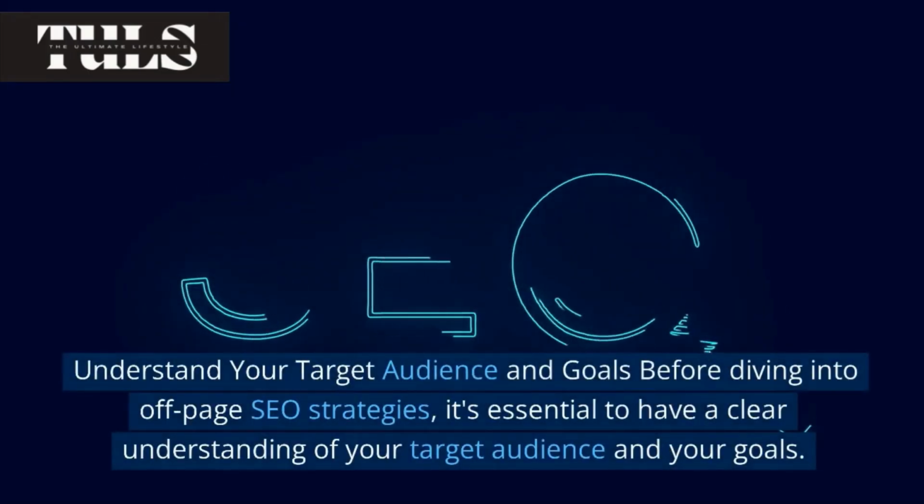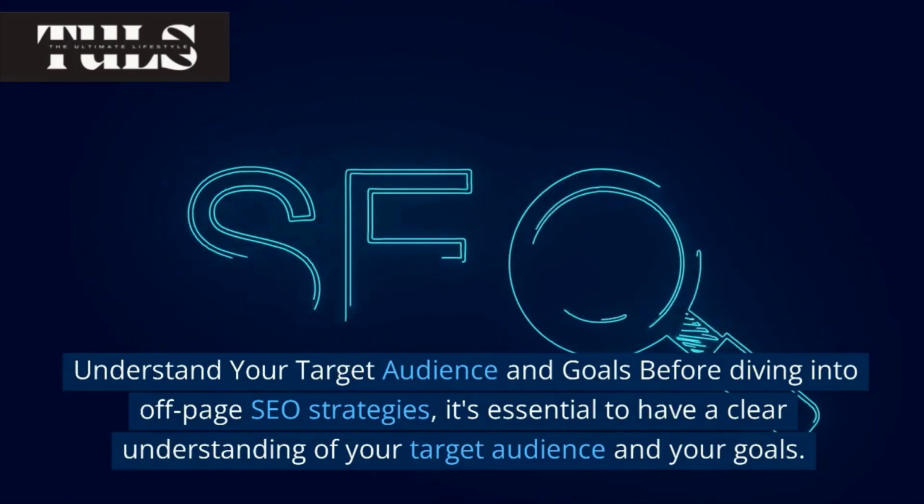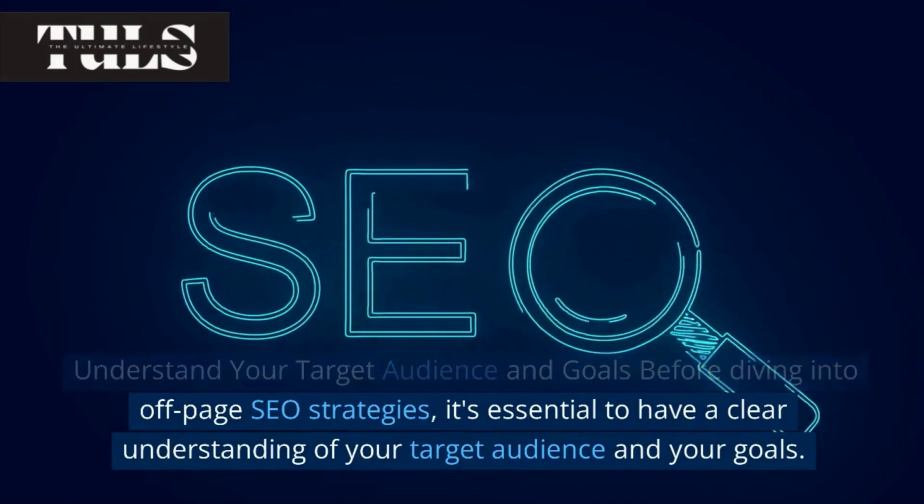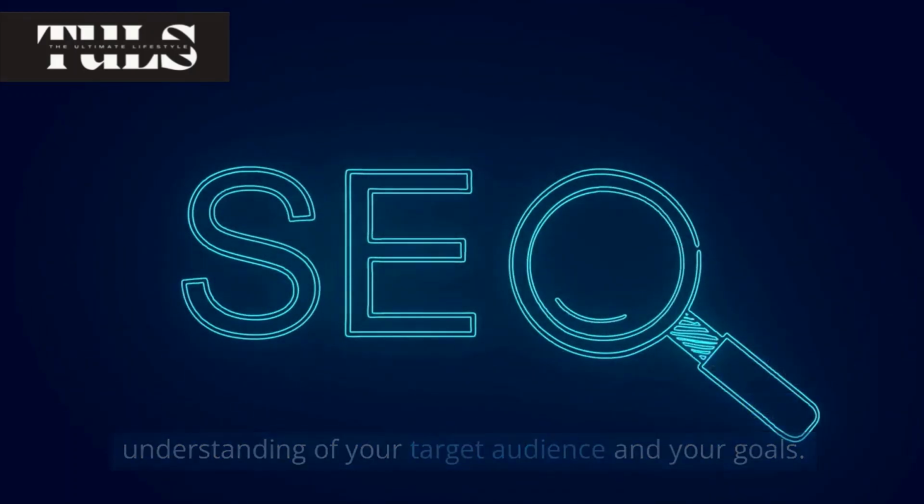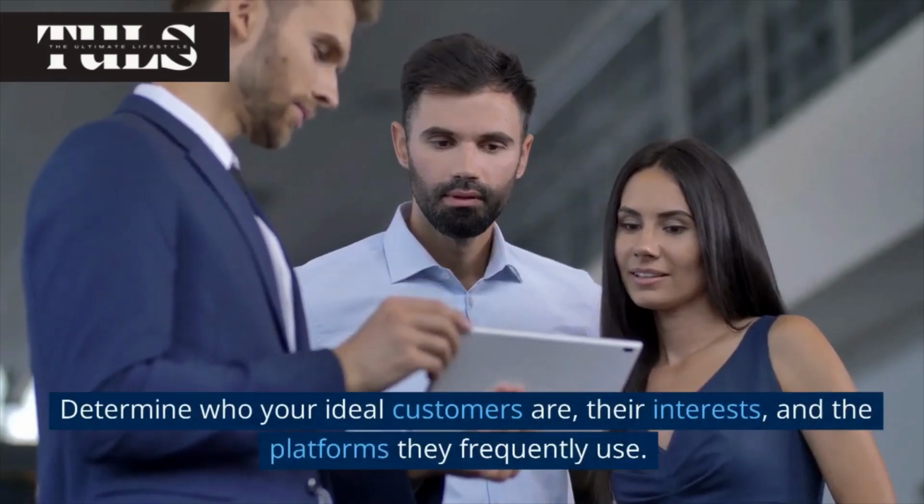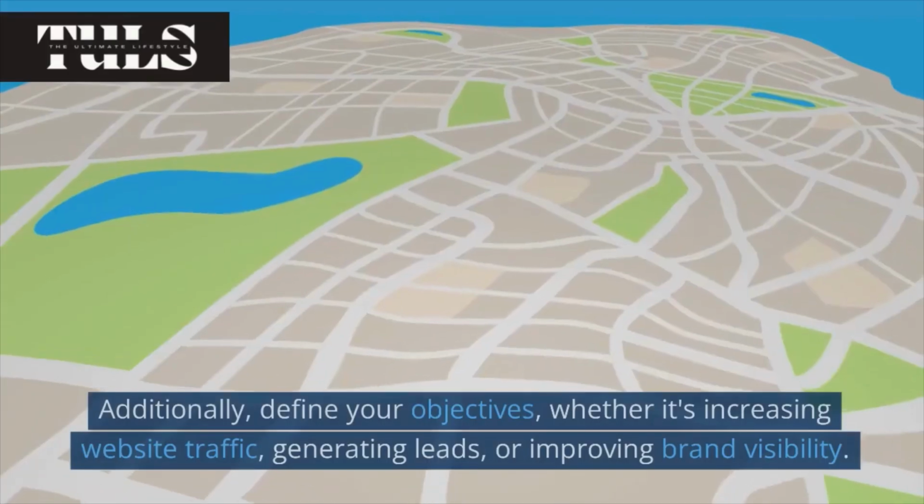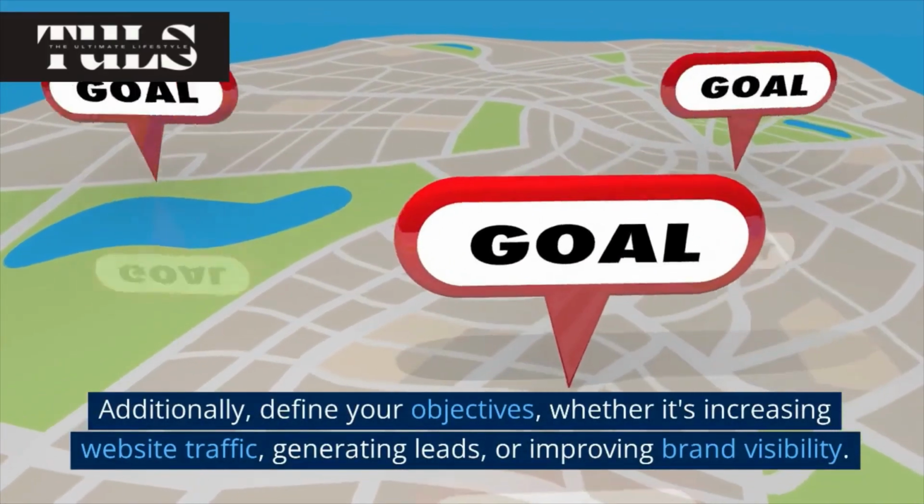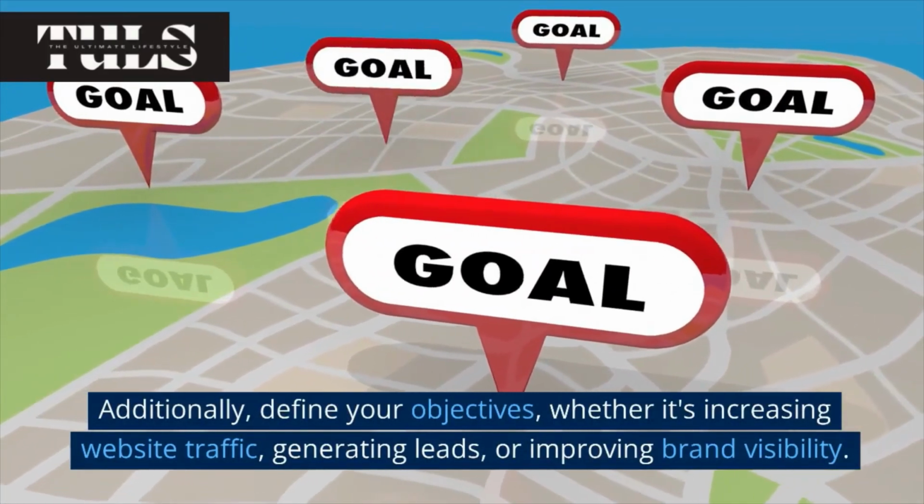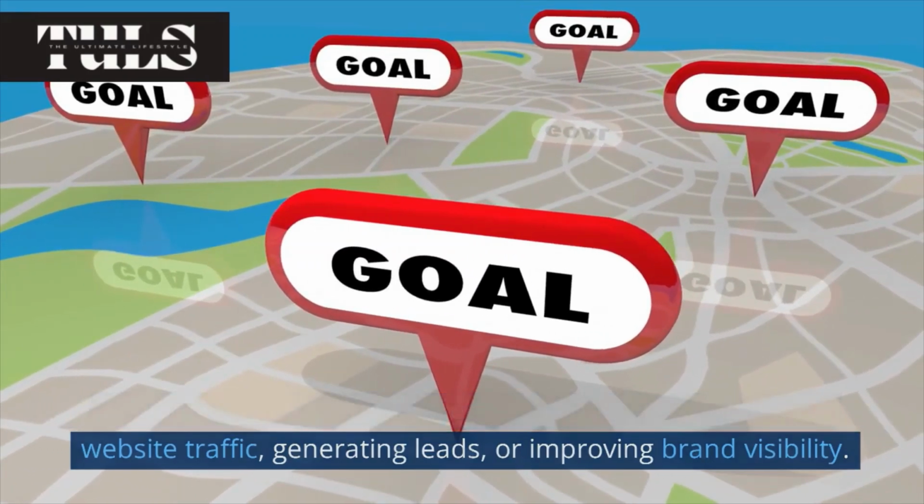Step 1. Understand your target audience and goals before diving into off-page SEO strategies. It's essential to have a clear understanding of your target audience and your goals. Determine who your ideal customers are, their interests, and the platforms they frequently use. Additionally, define your objectives, whether it's increasing website traffic, generating leads, or improving brand visibility.